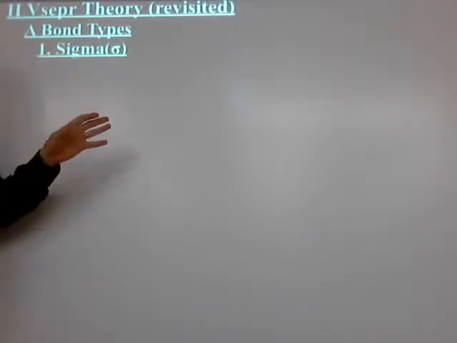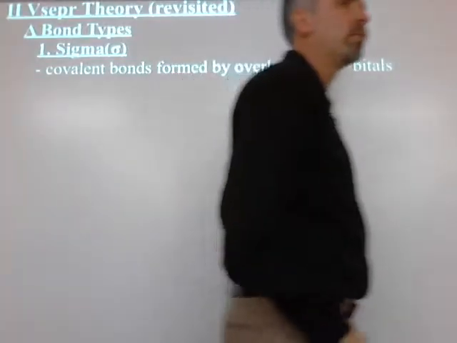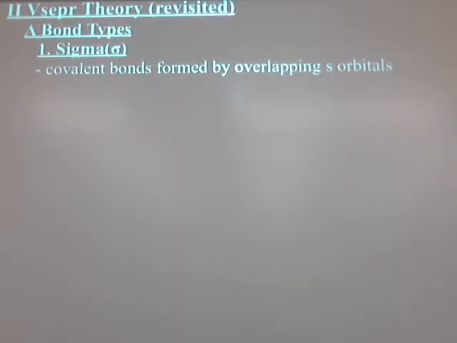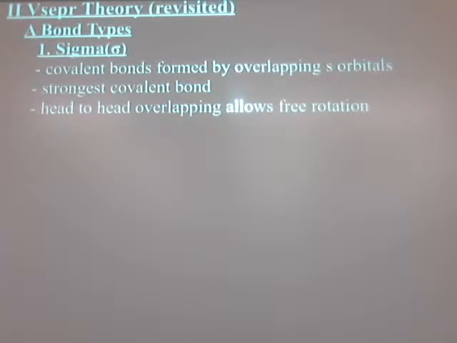First of all, there are sigma bonds. Okay? You see that's the first one there? Sigma bonds are covalent bonds, and all the ones I'm going to talk about today are covalent bonds, formed by overlapping s orbitals. Now, if you remember what an s orbital looks like, an s orbital is spherically shaped, right? So if I overlap two spherical shaped orbitals, that will allow these guys to actually have free rotation about them. It's the strongest of the covalent bonds, and it allows free rotation.